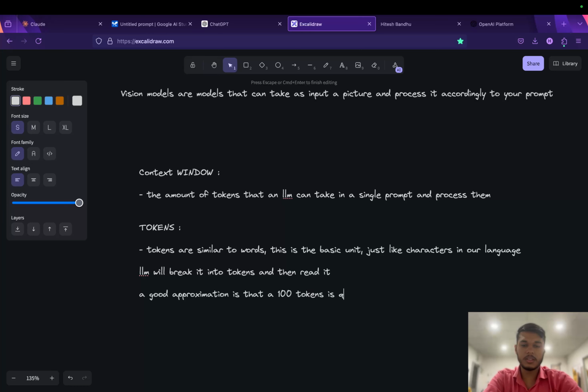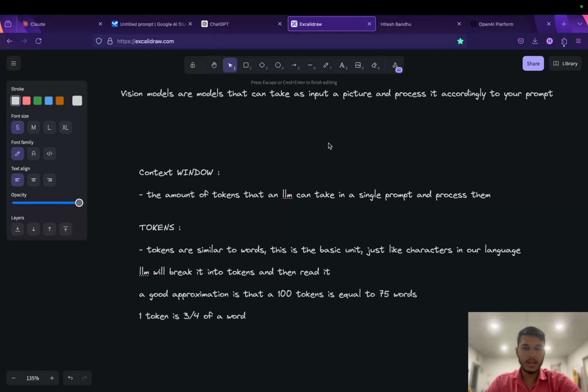100 tokens is equal to 75 words. Okay. So 4 tokens are 3 words, and 1 token is just 3/4 of a word. Let me write it. These are the single most basic unit.